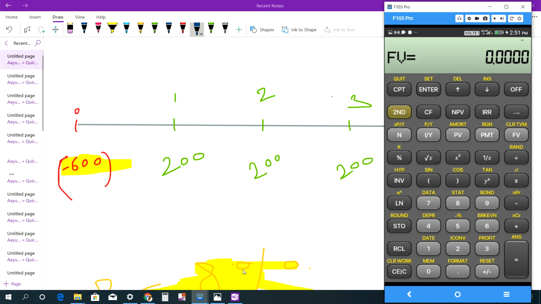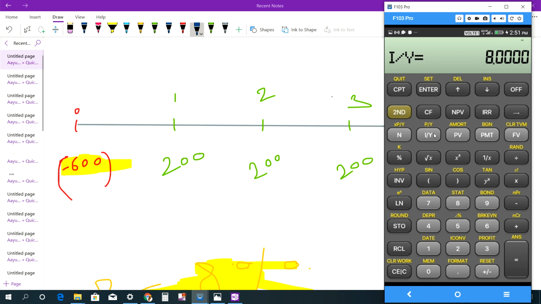I/Y will be 8%, because what is the interest rate or the discount rate? 8%. Now we have fed the four pieces of information of this question: the discount rate, the present value, the PMT, which is the annuity of 200, and the FV, which is 0.